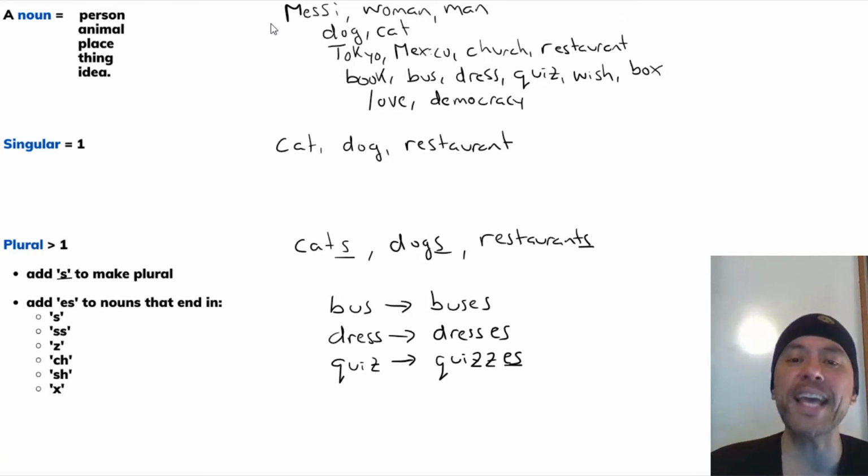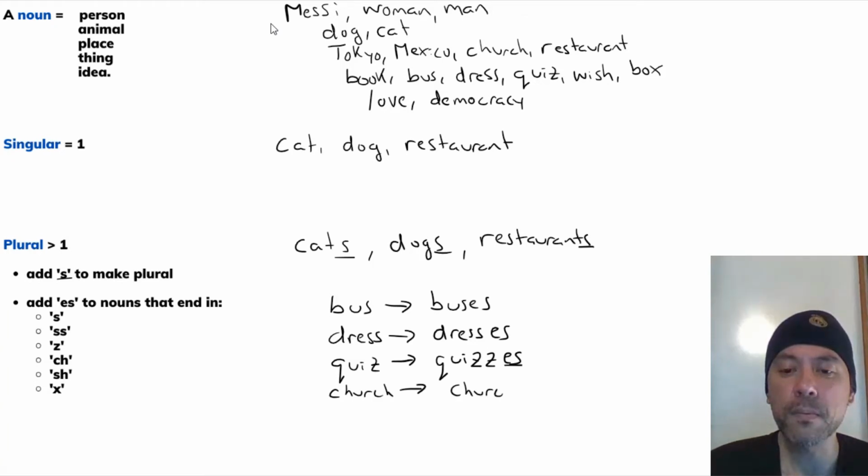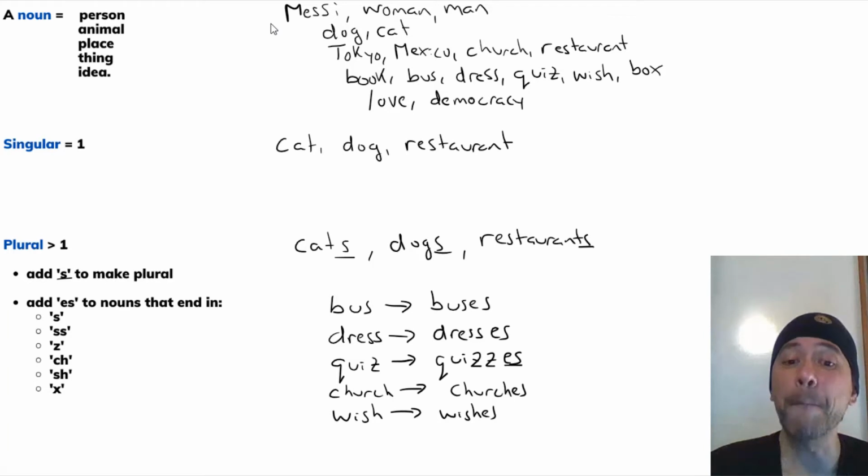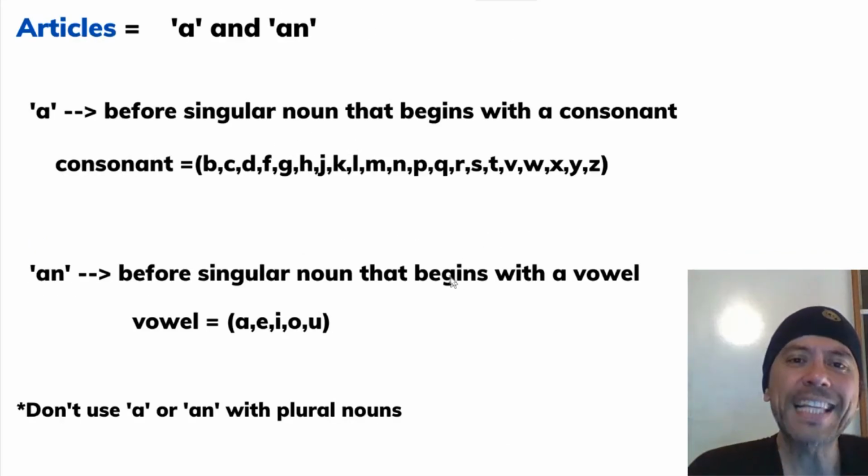What else do we have? CH. Okay, so I have church. To make church plural, I put churches. SH, what do I have for SH? Wish. Wish becomes wishes. And the last example I'm going to review is box. If I have more than one box, I will say boxes. Put the ES.